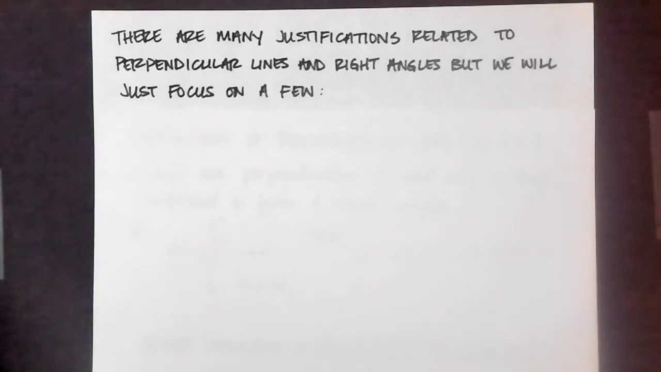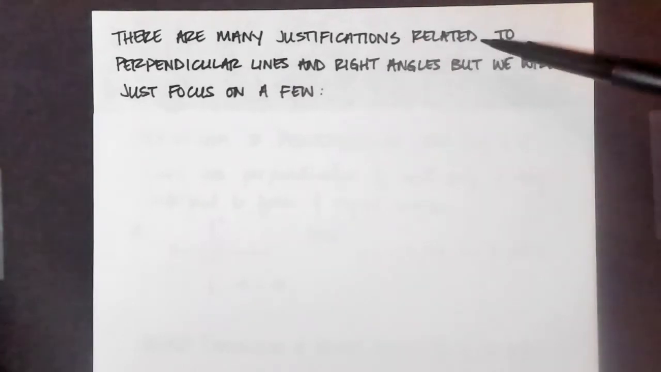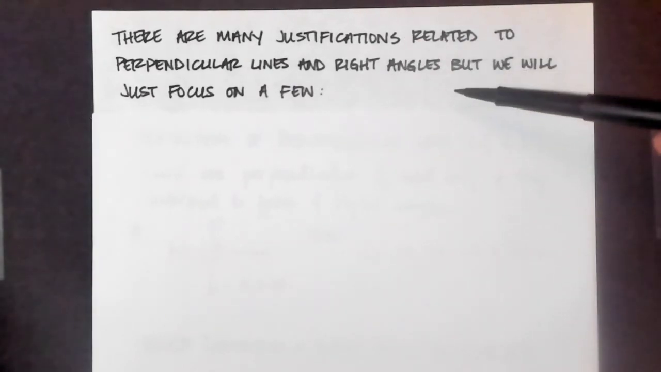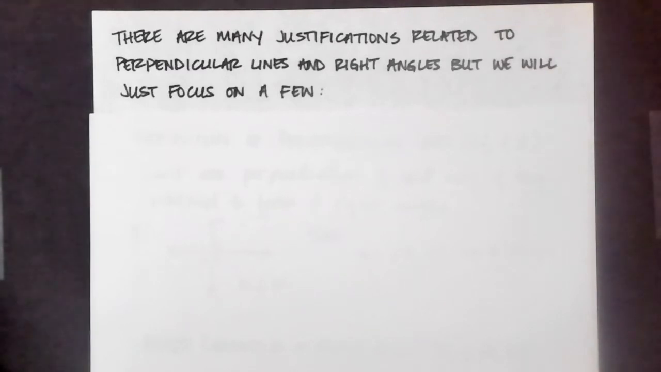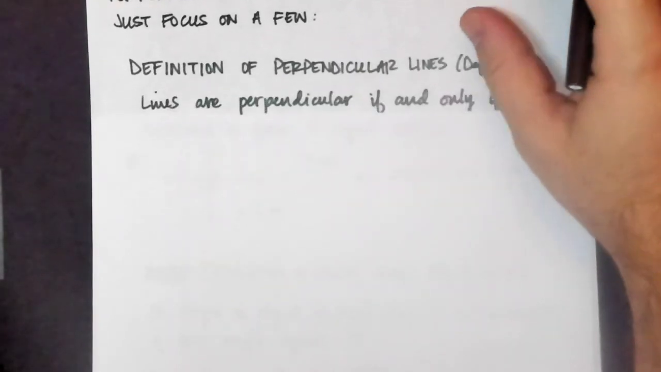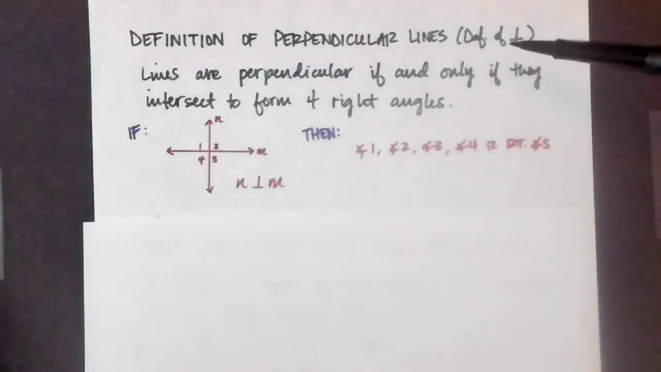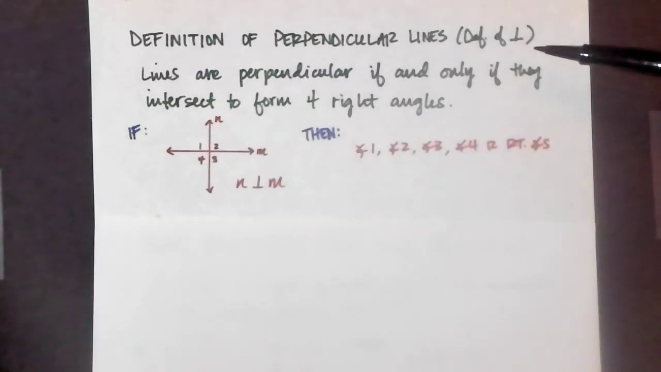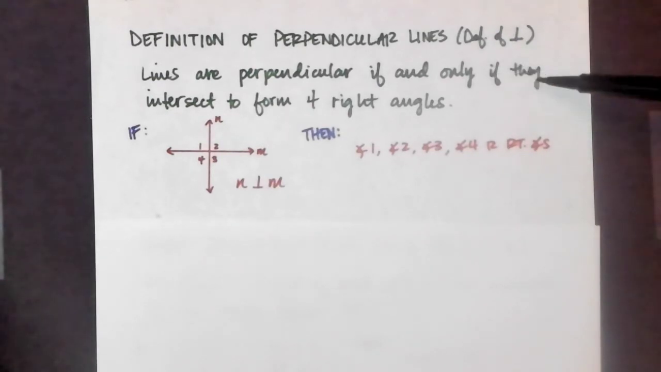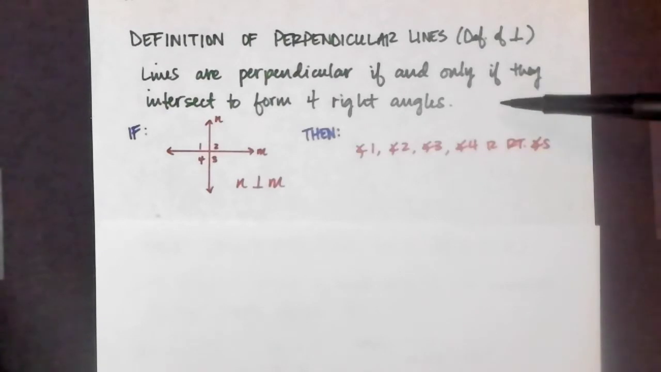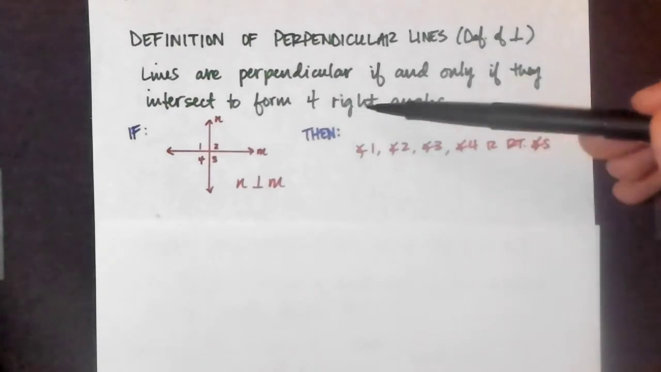Now there are many justifications related to perpendicular lines and right angles, but we're just going to focus on a few for now. It's kind of the basics here. First, using the definition of perpendicular lines, and we use this upside down capital T as the symbol for perpendicular. Lines are perpendicular if and only if they intersect to form four right angles.